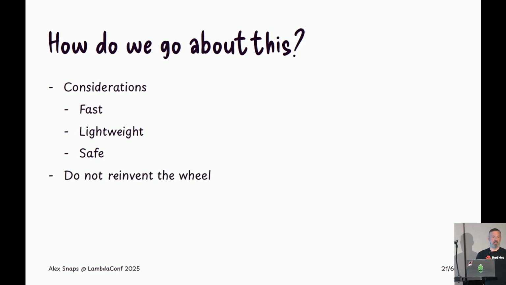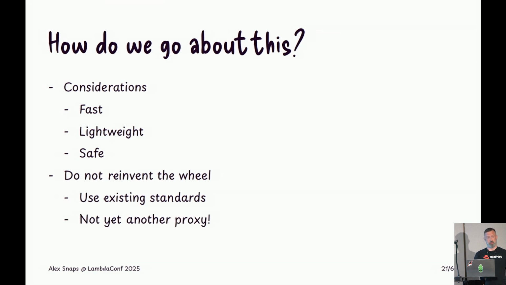Another thing is don't reinvent the wheel, even though it sounds like fun. Yeah, it's round. So use existing standards. You saw some of them before. And please do not write yet another proxy. So this is why you didn't see Quadrant in the list of implementers of Gateway API, because that's not what we do.